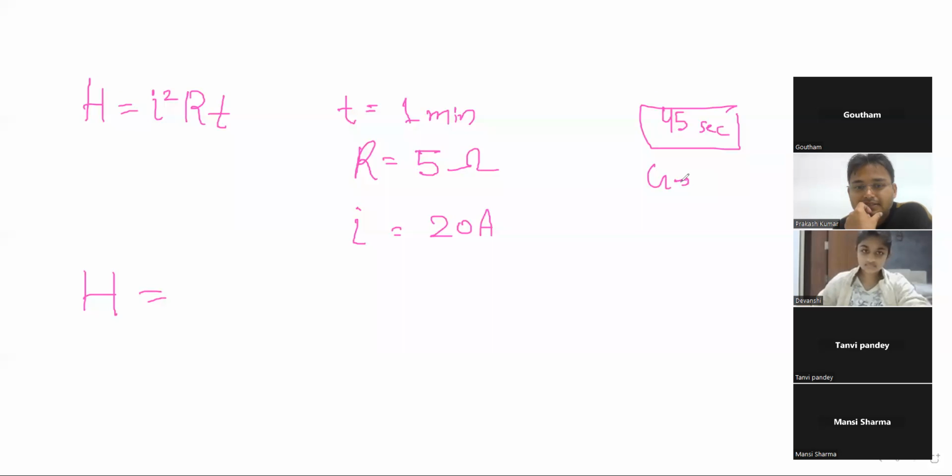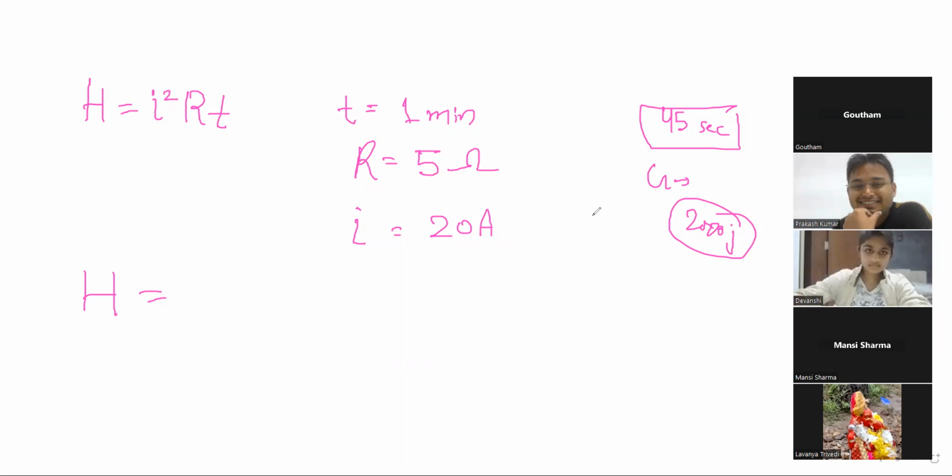So 2000 joule. Okay. Others, there must be some. 2000. 120 kilojoule, Kapil. Okay.